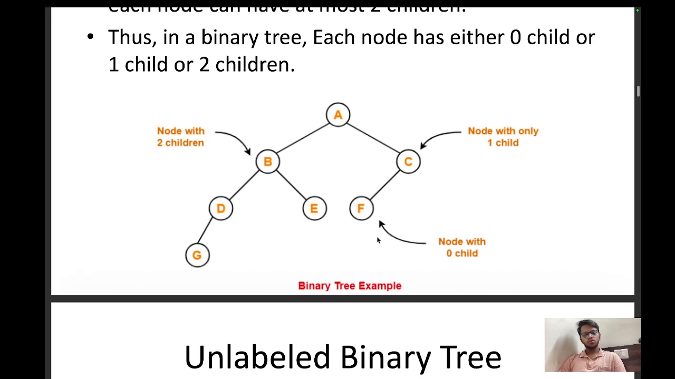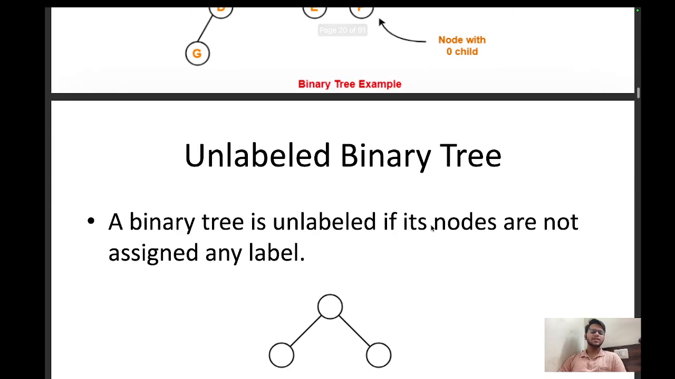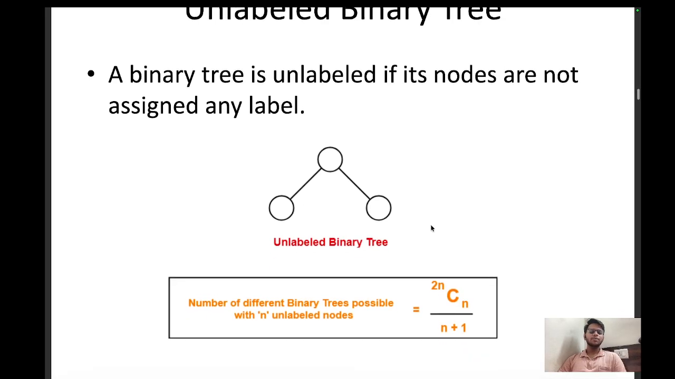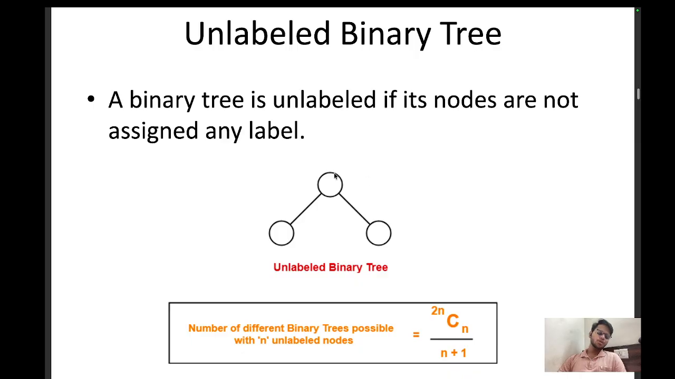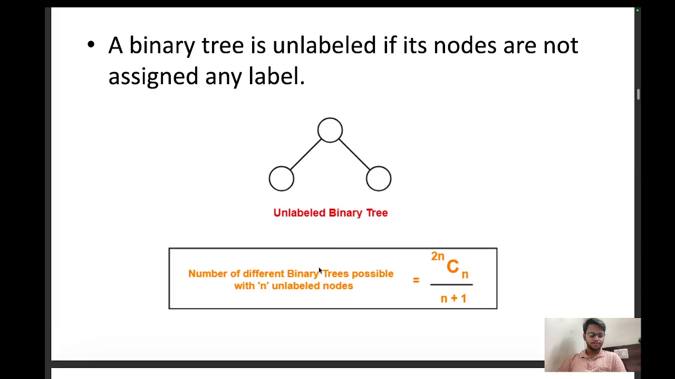Yeah. So it is quite obvious what a binary tree is. Now let us discover the second type of tree, which is the unlabeled binary tree. Unlabeled binary tree means that in the node there is nothing printed over it, and we have no labelings on the node. For example, in this diagram, you can see that there is no naming on the node. The nodes are just blank.